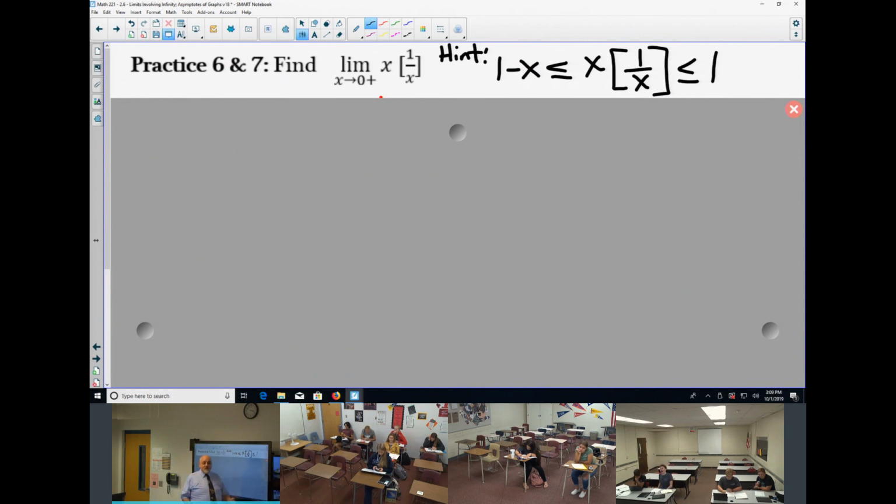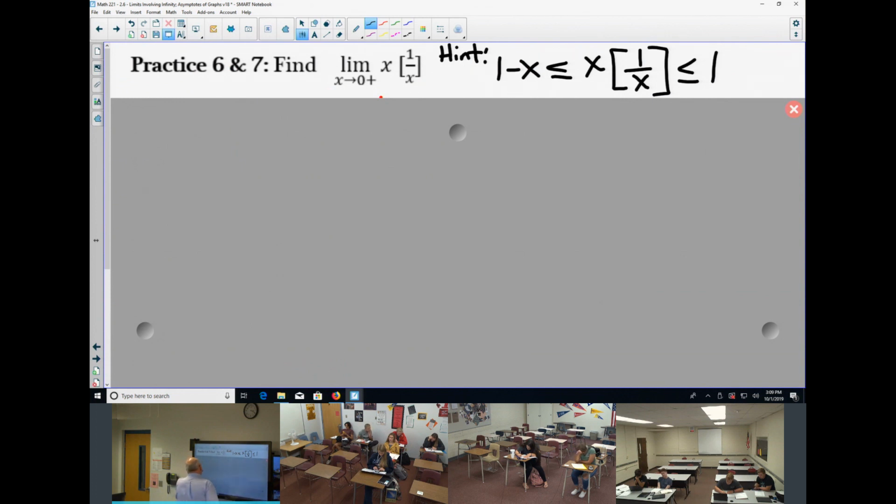Okay, so when you see this compound inequality, then what you think is that you're going to use the sandwich theorem on this. So with the sandwich theorem, if this function, see this is too complicated to plug in. X times the greatest integer of 1 over x. We don't really know how to do that. I mean, maybe you do. Maybe you could figure it out.